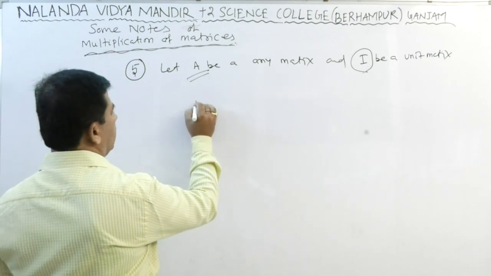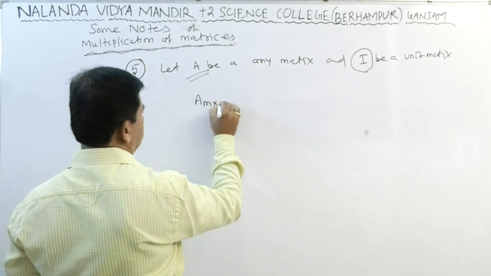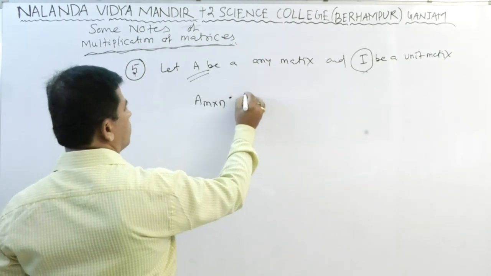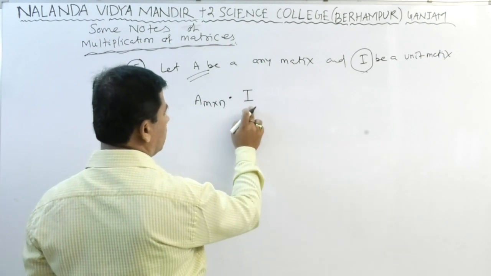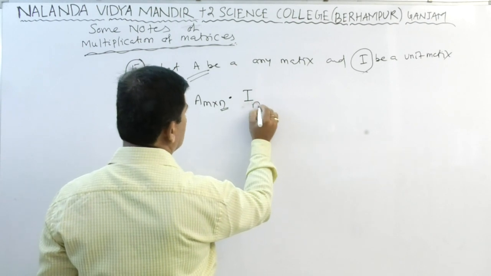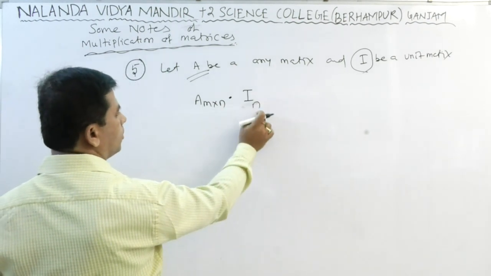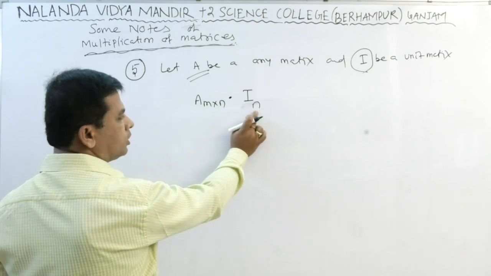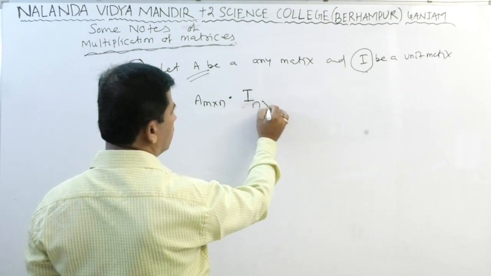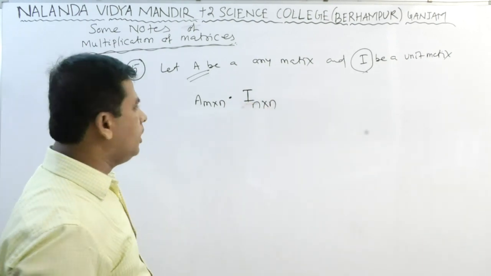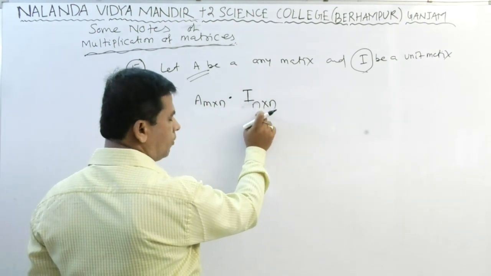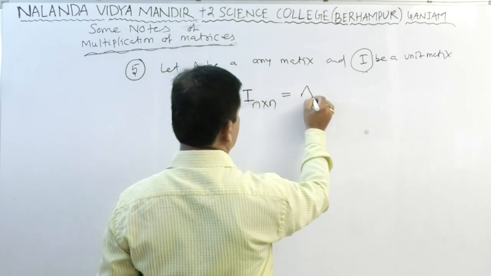Now let A be of order m cross n. A is multiplied with the unit matrix I, so I must have n rows. The number of columns in A is n, therefore the number of rows of the I matrix must be n. And this is our unit matrix, that is, number of rows is equal to number of columns. If we multiply A matrix with the unit matrix of order n, we get the A matrix.